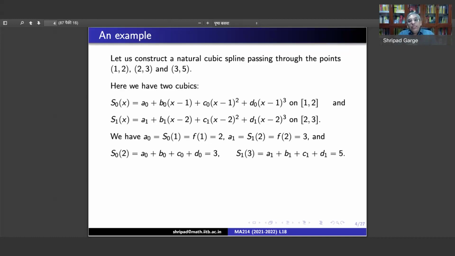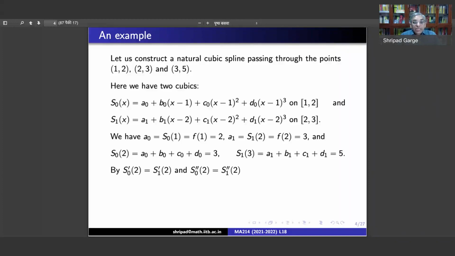Similarly, S1 of 3, which is the second cubic polynomial at the final third point, the point x2. Its value is 5. So you have A1 plus B1 plus C1 plus D1 equal to 5. So we have once again another equation for 3 more unknowns. We right now have 6 unknowns and there are 2 equations.